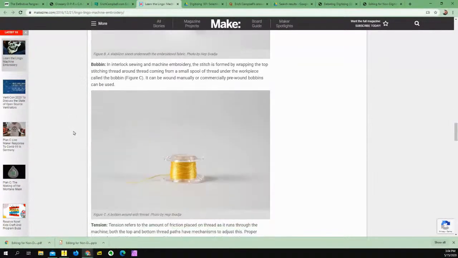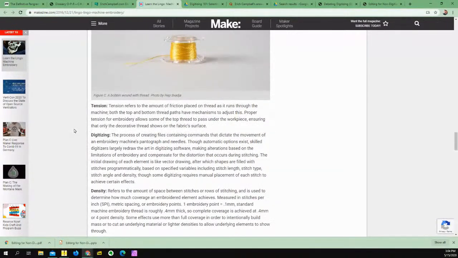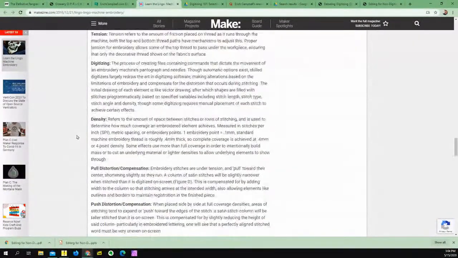We know what a bobbin is. We don't have to discuss bobbin. We know what tension is, right? Digitizing. We all know what this is. Digitizing and punching, all these things are the same, right? These have been the same forever.